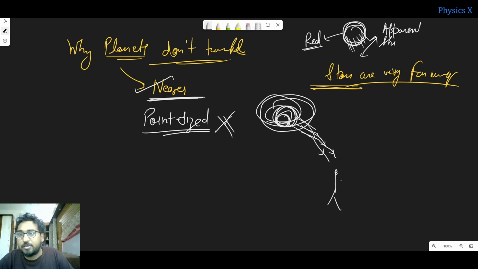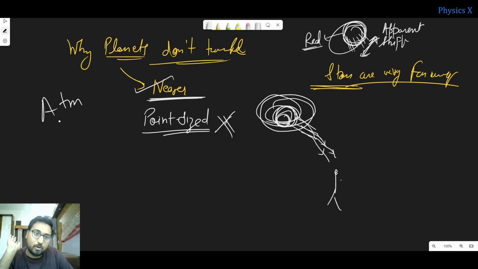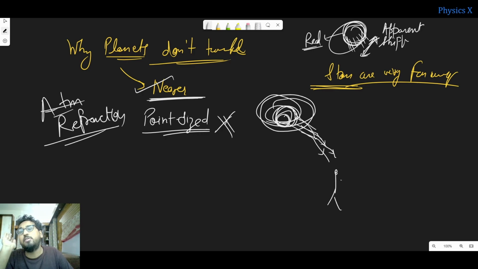The apparent shift that we observe will be in this range, and it will not go out of this zone where it crosses the size of the planet. So what will happen? It will appear as stationary only. Although there is atmospheric refraction going on, all of the atmospheric refraction effect will be nullified due to the large size of the planet. And why large? Because it is much nearer as compared to stars.